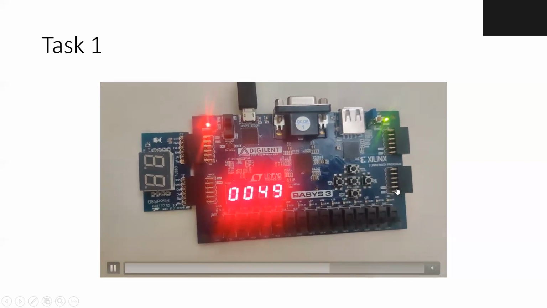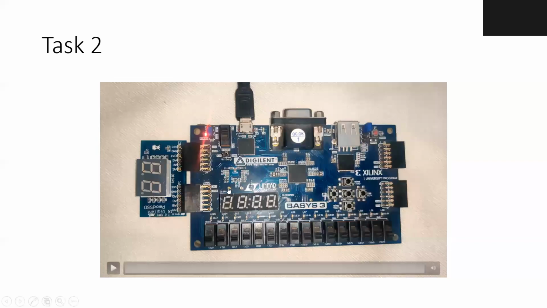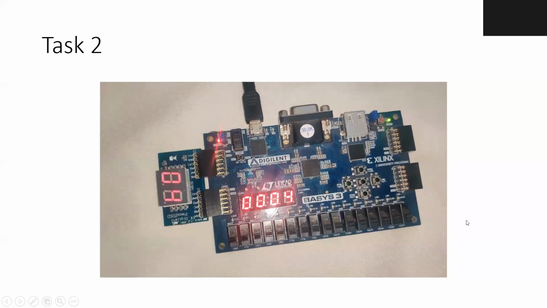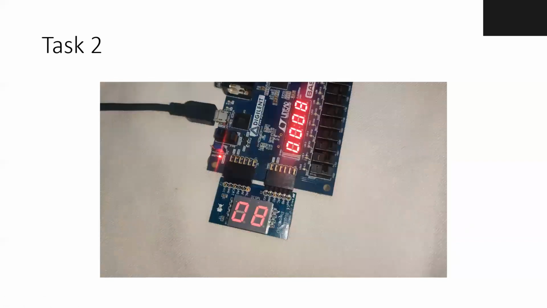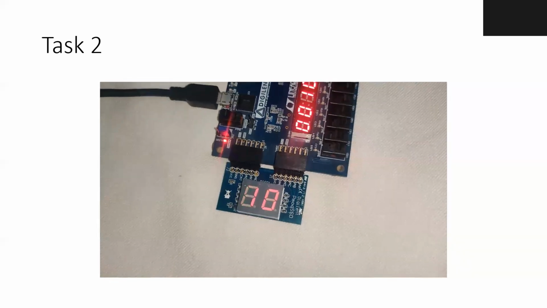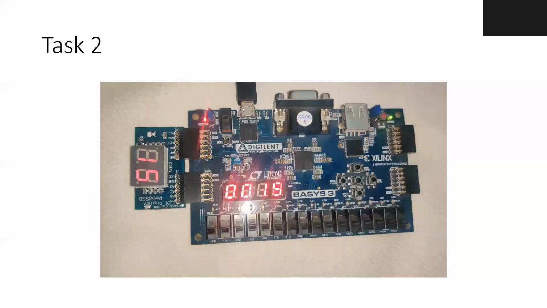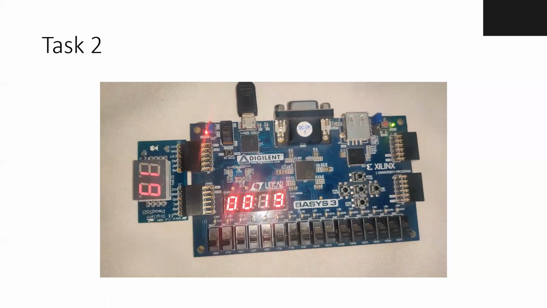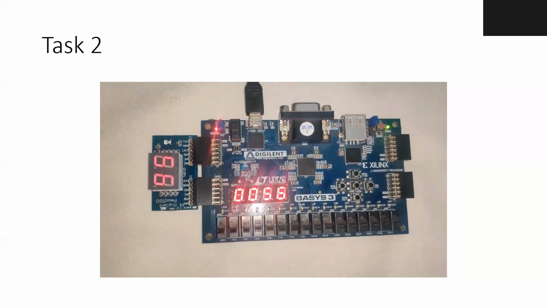Now, in the next lab, we are going to use the onboard 7-segment display, as well as the Pmod 7-segment display. On the Pmod 7-segment display, we are going to display the seconds, same as the last 2 digits of the onboard 7-segment display. Then on the remaining 2 digits of the 7-segment display, we are going to display the minutes.